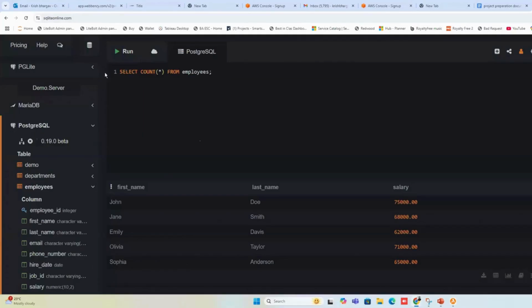Then next one is SELECT COUNT(*) FROM employees. What does this count star mean? It means give me the count of everything, the total number of rows in my table. I have 10 rows. So whenever you want to find out the total number of rows in a table, you use an aggregation function like this. Count star means count everything.